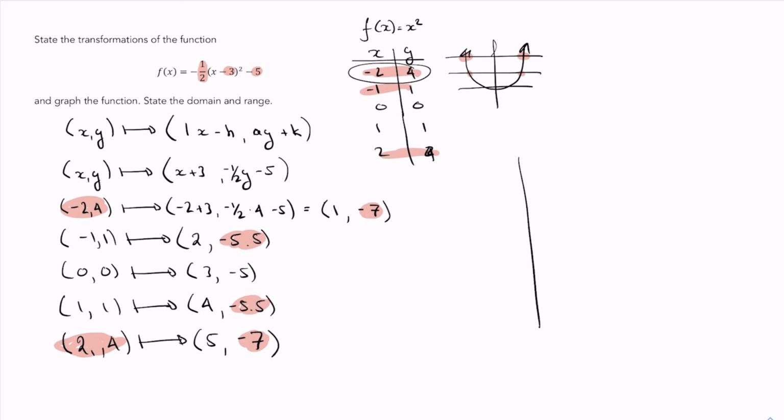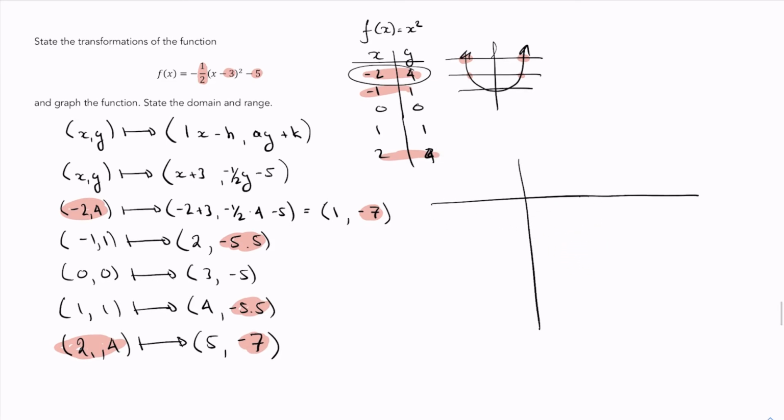I'm going to do a rough grid. Our vertex is going to be at 3, negative 5. So let me move this x-axis up here a little bit and extend this. So there's my y, there's my x. So 1, 2, 3, and negative 5. So negative 1, 2, 3, 4, 5. I'm just putting the vertex in. So 3, negative 5 is going to be right over there.